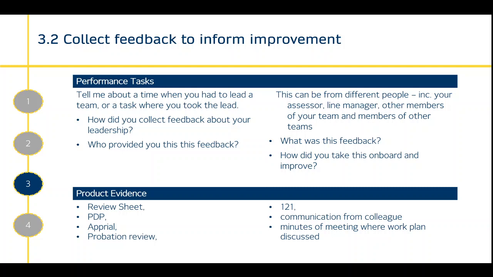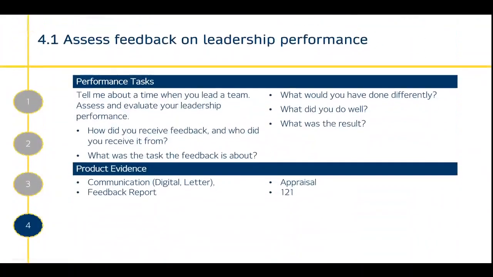This could also potentially be part of your formal review process, so monthly one-to-ones, appraisals, probation reviews, that sort of thing. But probably for this one, because it is part of outcome 3 about communication, it might be best to use a situation where you've communicated with people and you're getting feedback on your communication. Product evidence for this could be your review sheet, personal development plan, an appraisal, documents around your probation review, your monthly one-to-ones, communication from a colleague where they provide you with feedback that way, meeting minutes where a work plan was discussed or feedback on your communication was discussed.